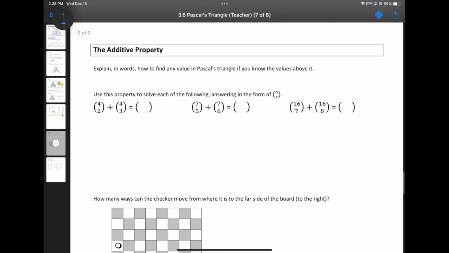The next one we're going to look at is called the additive property. And again, it's really just a way of looking at Pascal's triangle and stating what it is that you did to make it in the first place. So let's start by just describing what it is that we did to make Pascal's triangle. Basically, we made each number by adding the 2 numbers diagonally above it.